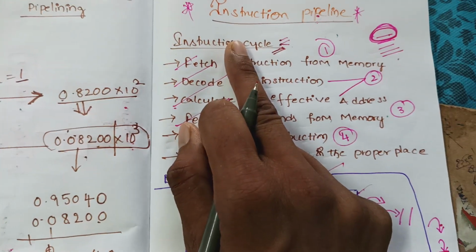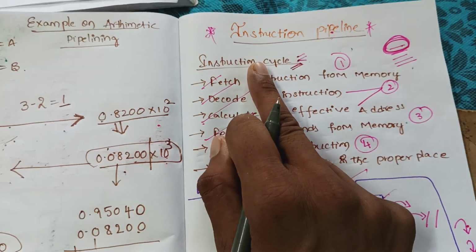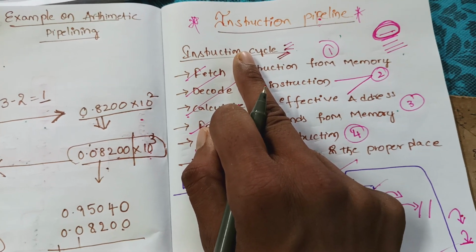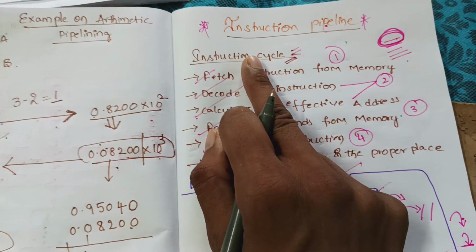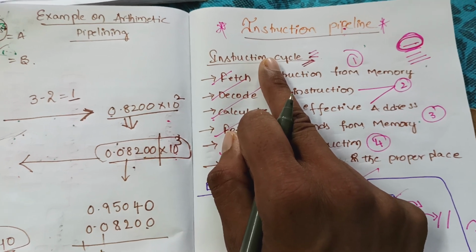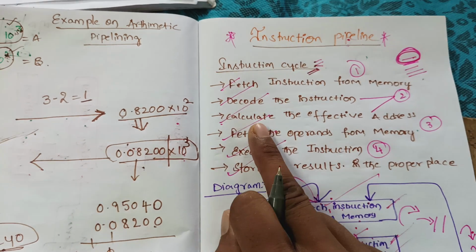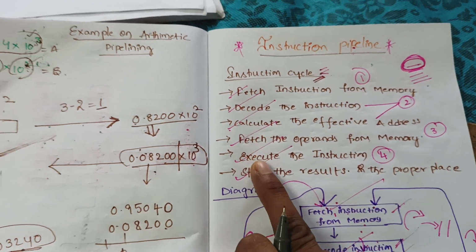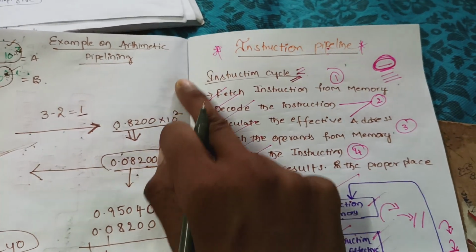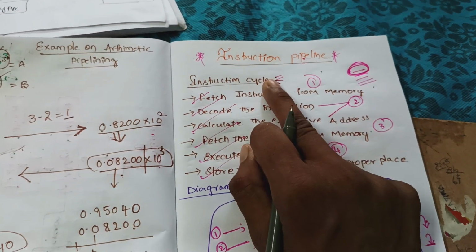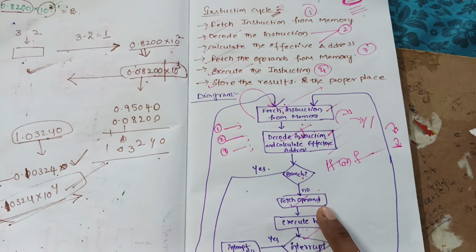Once again I will discuss the definition of instruction cycle, that is the total number of phases that are required to complete one instruction at a time. The total number of phases that are required to complete one instruction, that is called the instruction cycle. That is fetching the instructions, decoding the instructions, calculating the effective address, fetching the operands, executing the instructions. These are the different phases available for execution of an instruction. That is called instruction cycle. This is the instruction pipeline.